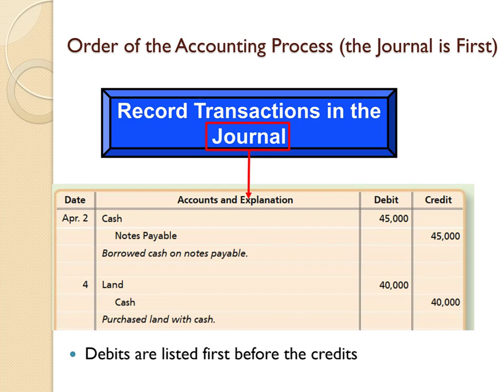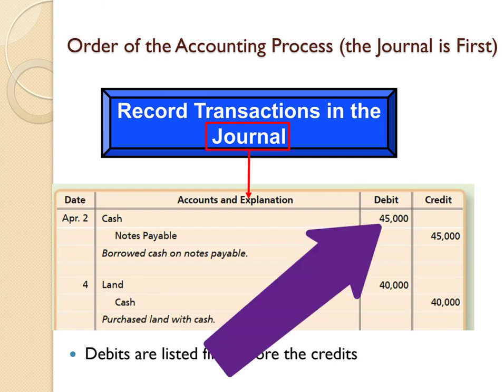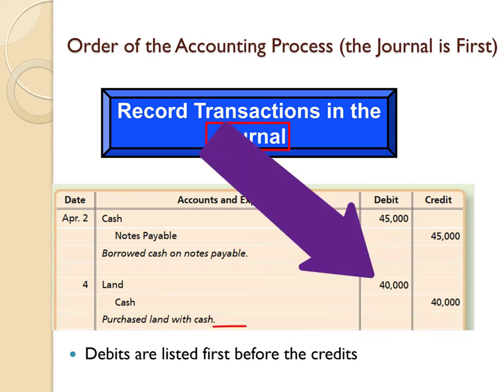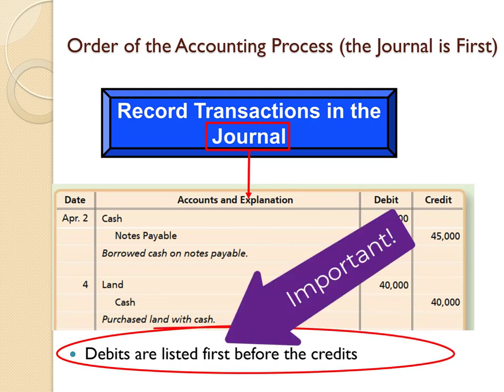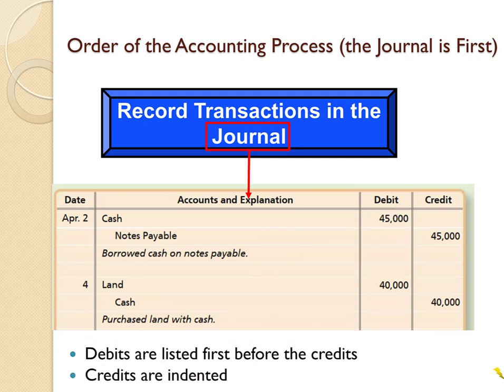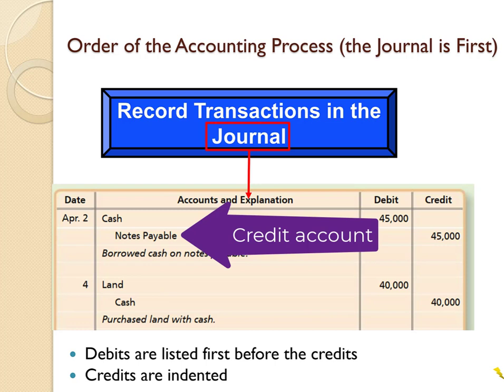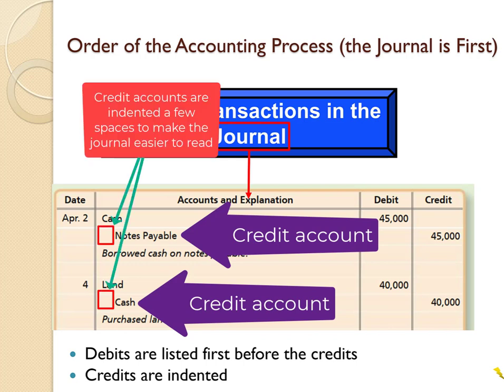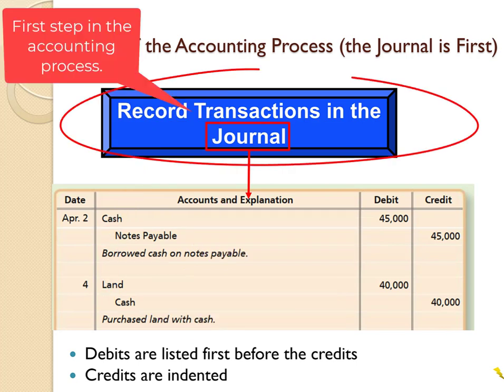Looking at the April 2nd transaction, notice that the account that was debited, cash, was listed before the account that was credited, which was an account called notes payable. The same thing with the April 4th transaction. Debits are always listed before credits to make the journal easier to read. Also notice that the credit accounts, notes payable, and then cash in the April 4th transaction are indented several spaces. This also makes it easier to read. Back to the big picture, remember recording transactions in the journal is the first step.